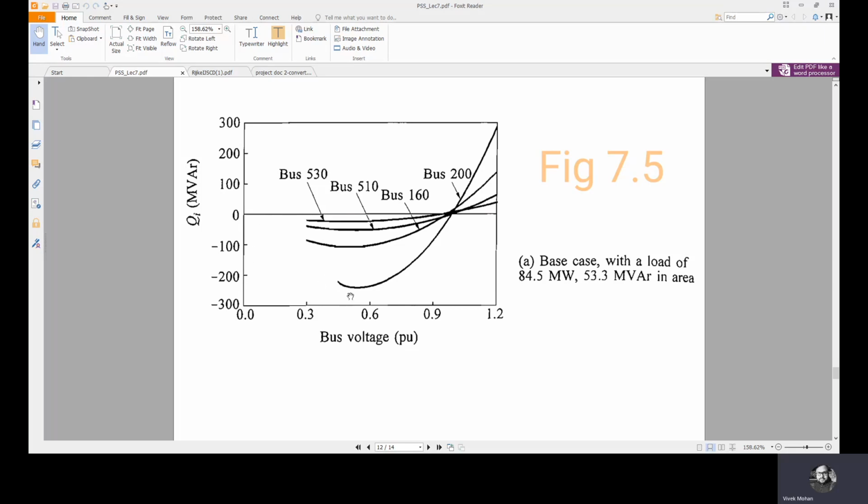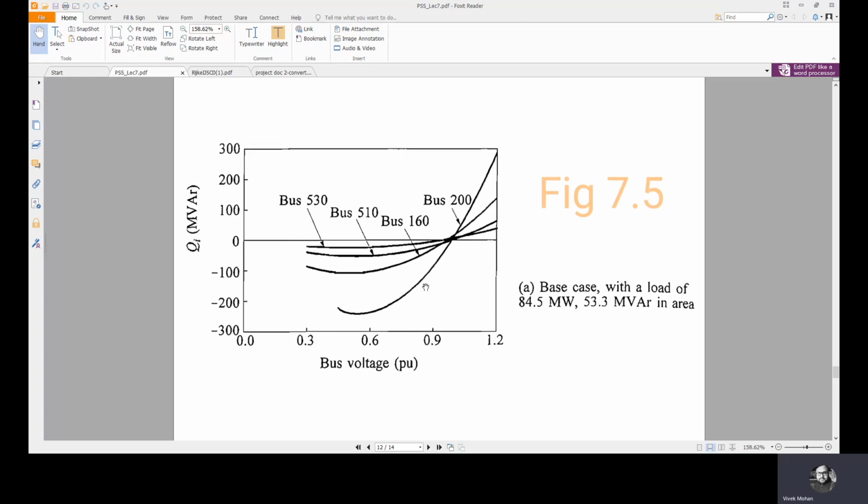This is abnormal condition or unstable condition. So this is a critical point of the QV curve, beyond which the system is unstable. So this is the stable region. This is the unstable region. Similar to bus 200, the same phenomenon applies to all other buses also, 530, 510, 160, etc.